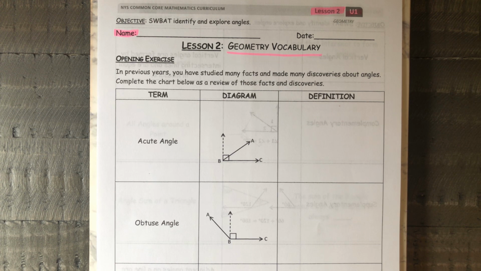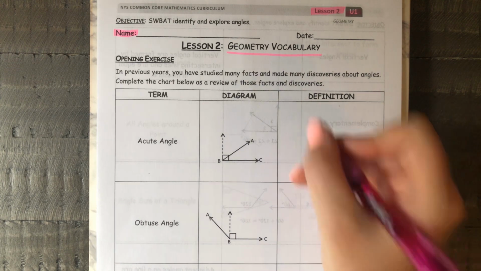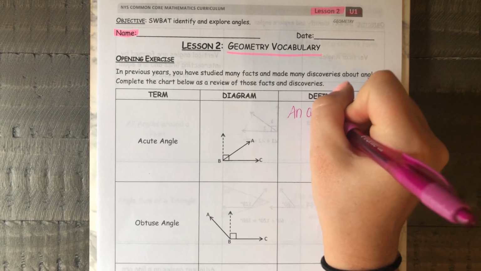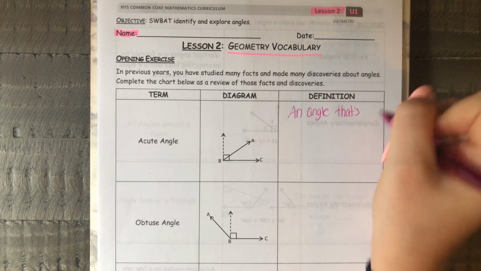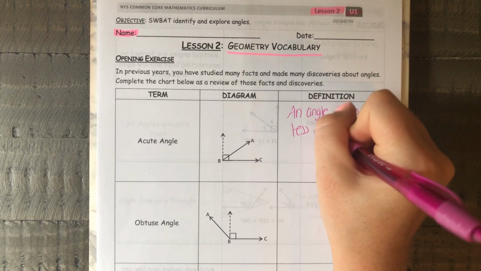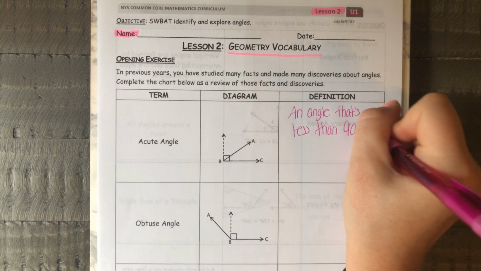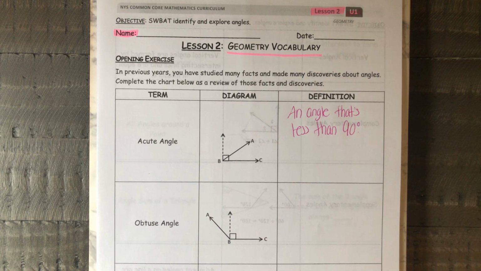Okay, as we look at some of the words here on page 1, I know we had discussed many of them yesterday in lesson 1. So one of those words was the acute angle. Let's start off with going over the definition of acute angle and then maybe a few different diagrams of what it could look like. An acute angle is an angle that's less than 90 degrees. It's going to measure less than 90 degrees.